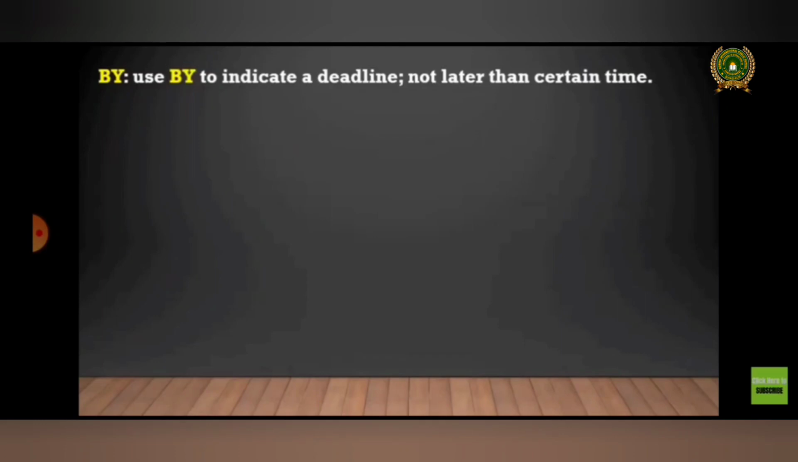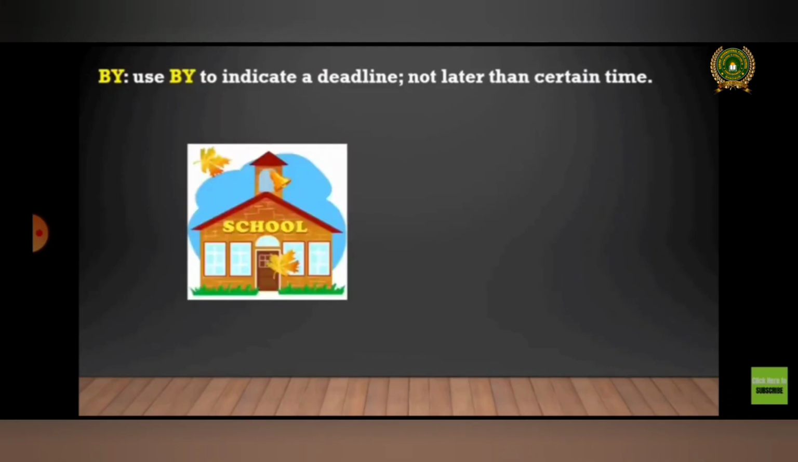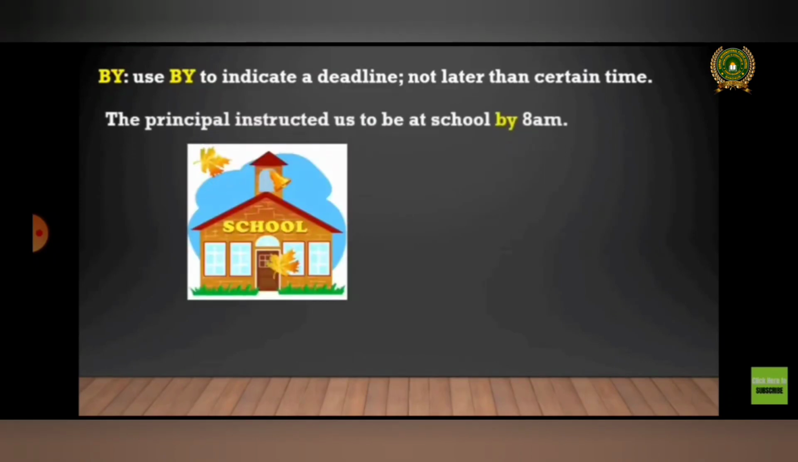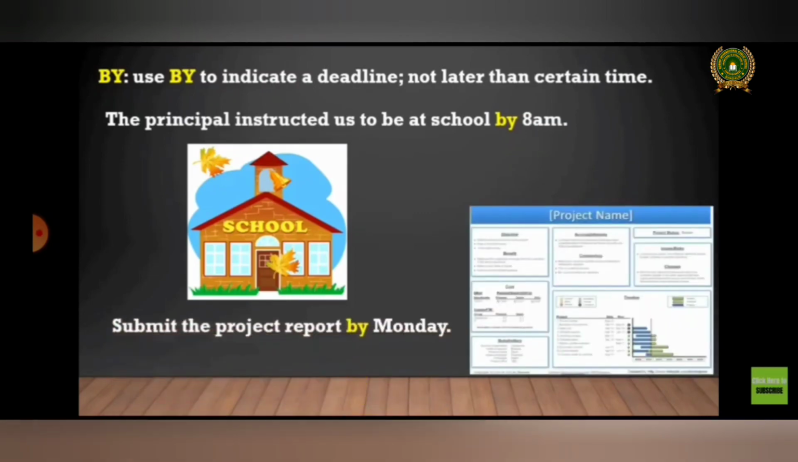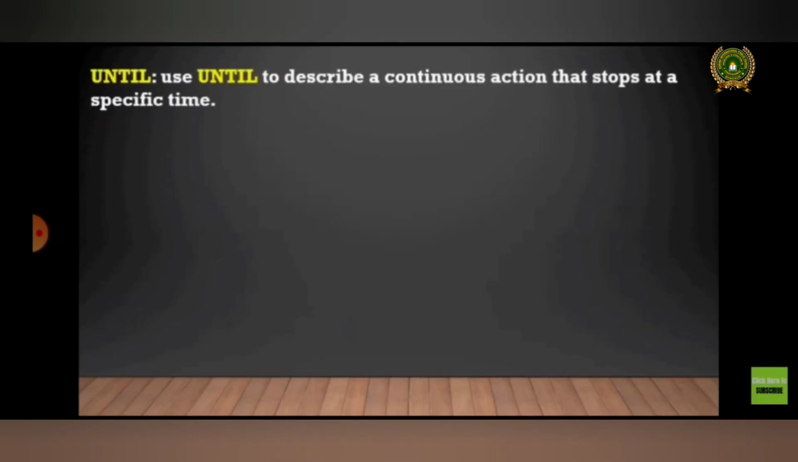Now see by. By is used to indicate a deadline, not later than a certain time, whatever time is given, not later than that. The principal instructed us to be at school by 8 a.m., means not later than 8 a.m. So by, so deadline is given by 8 a.m. Okay, submit the project report by Monday. So Monday is a deadline, not later than Monday. So for the exact time, sharp time, we will use by.